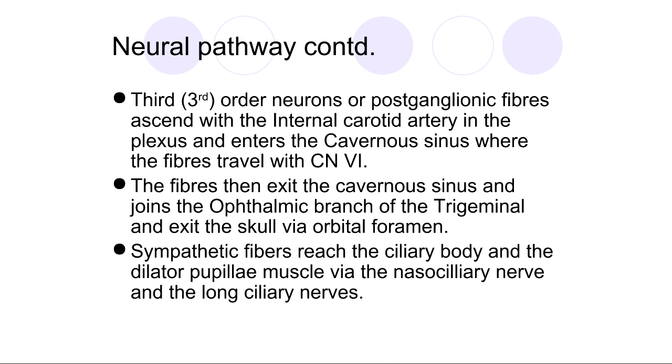The third order neurons, or postganglionic fibers, ascend with the internal carotid artery in the plexus and enter the cavernous sinus, where the fibers are going to travel with the sixth cranial nerve. The fibers are going to exit the cavernous sinus and join the ophthalmic branch of the trigeminal nerve and exit the skull via the orbital foramen. The sympathetic fibers are then going to reach the ciliary body and the dilator pupil via the nasociliary nerves and the long ciliary nerve.